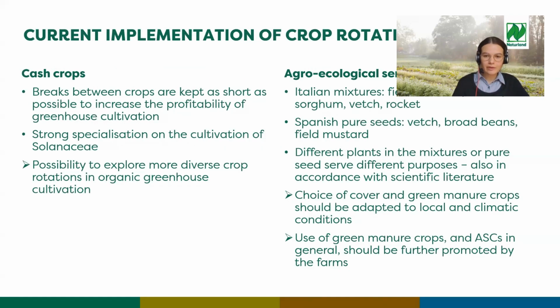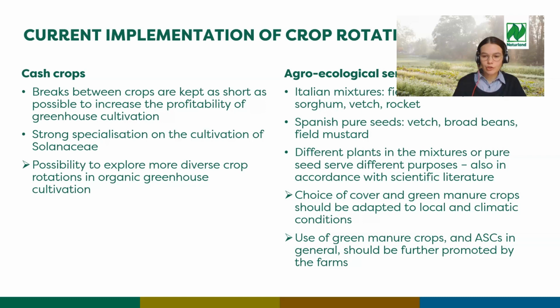And now in the discussion of my thesis, I was elaborating my main findings. Therefore I had a closer look at the crop rotation implementation for main crops, which you can see on the left side, and the incorporation of these agroecological service crops on the right side. For this, I compared and evaluated the crop rotation plans of the visited farms. For example, I could find out for the main crops that the cultivation breaks are kept as short as possible because of economic reasons. The farms had a strong specialization on Solanaceae crops and overall lacked crop diversification of cash crops, but also grew the minimum compulsory cover crops and green manures.